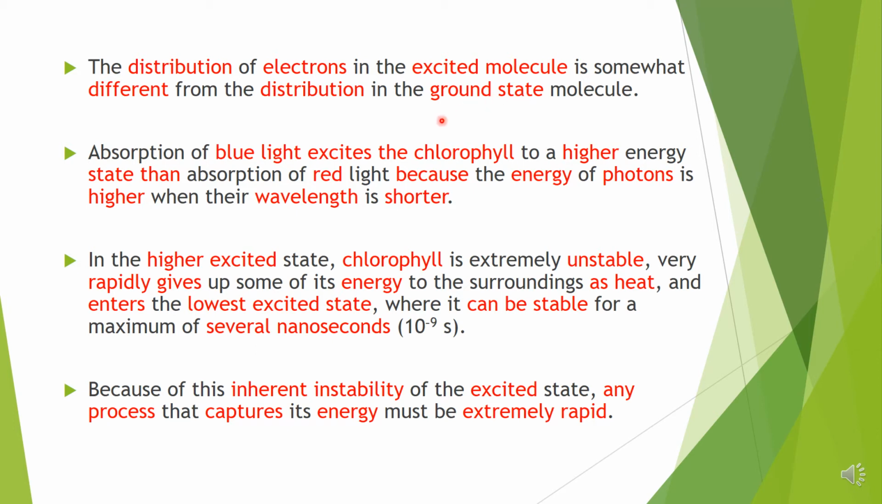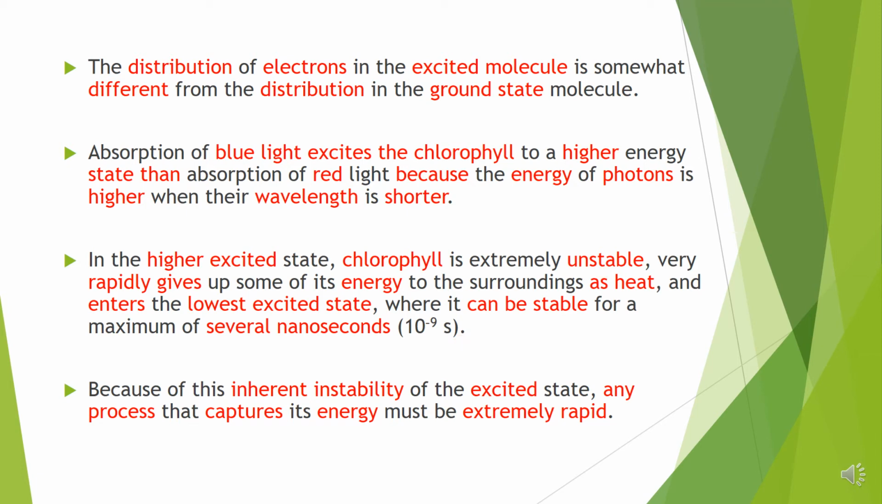Mainly the visible spectrum of sunlight carries 7 colors, among which blue and red light are considered effective for photosynthesis. But blue is more energetic than red light, so blue light can excite the chlorophyll molecule to a greater extent than red light. Once the chlorophyll molecule reaches the excited state, it is considered unstable, and the molecule wants to come back to its ground state.